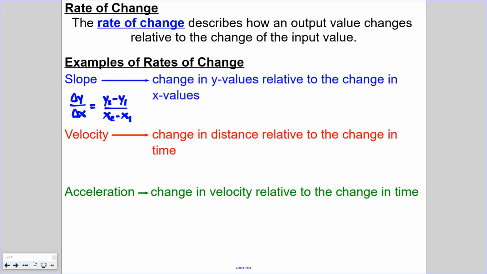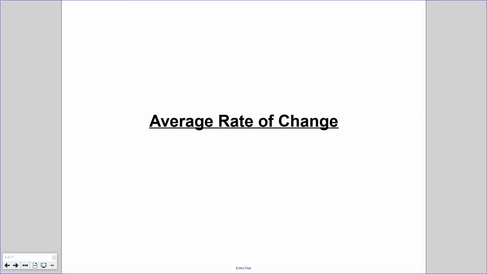Now we'll talk about all these things, and we'll continue talking about all these things later on throughout the course. But these are just some examples to keep in the back of your head when you hear rate of change, specifically slope. Slope represents rate of change. So now we can move on to average rate of change. What is average rate of change, and how do we actually find it?